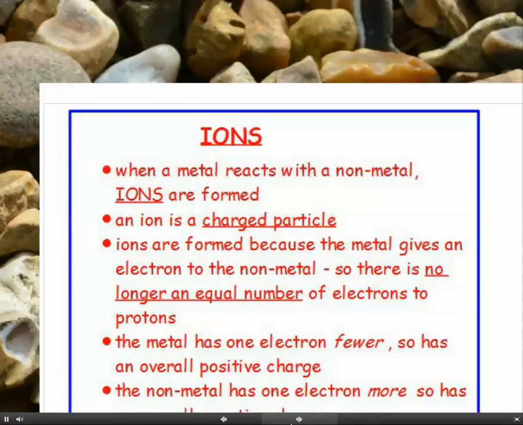Ions. When a metal reacts with a non-metal, ions are formed. An ion is a charged particle. That's it, that's the definition of an ion. Now ions are formed because the metal gives an electron to the non-metal. Now this means there's no longer an equal number of electrons to protons.